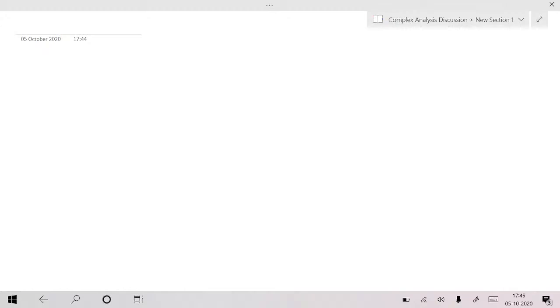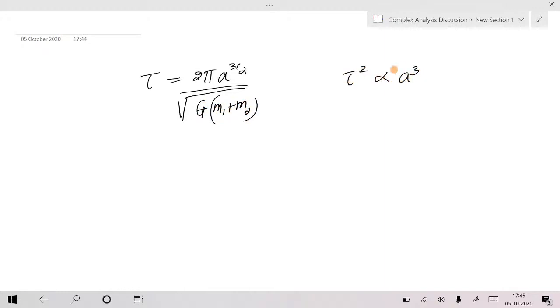Partha asks: does the same time period for two planets mean equal semi-major axis and equal axis of ellipse? Okay, wait a second. I can't derive it, but I can just say time period is equal to 2π a^(3/2) divided by root of G(m1 plus m2), or T squared is proportional to a cubed. This is Kepler's third law, where T is the time period.